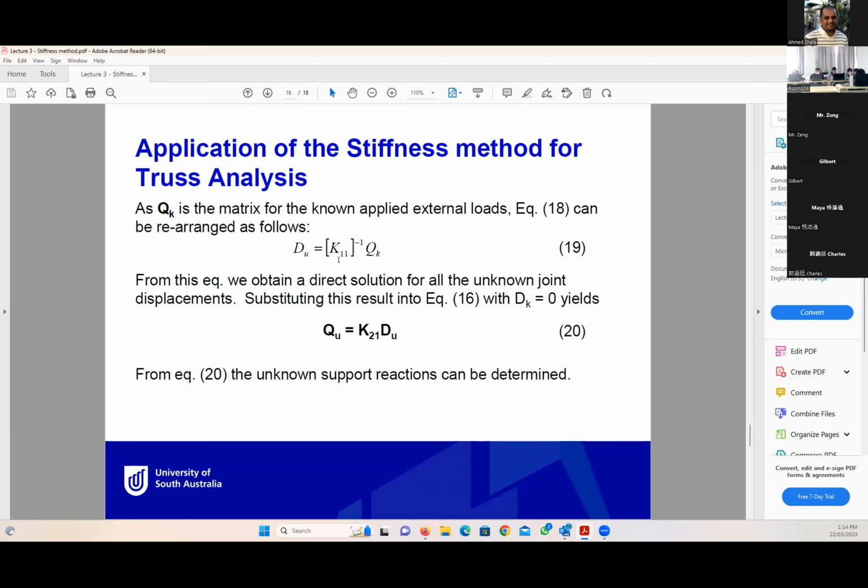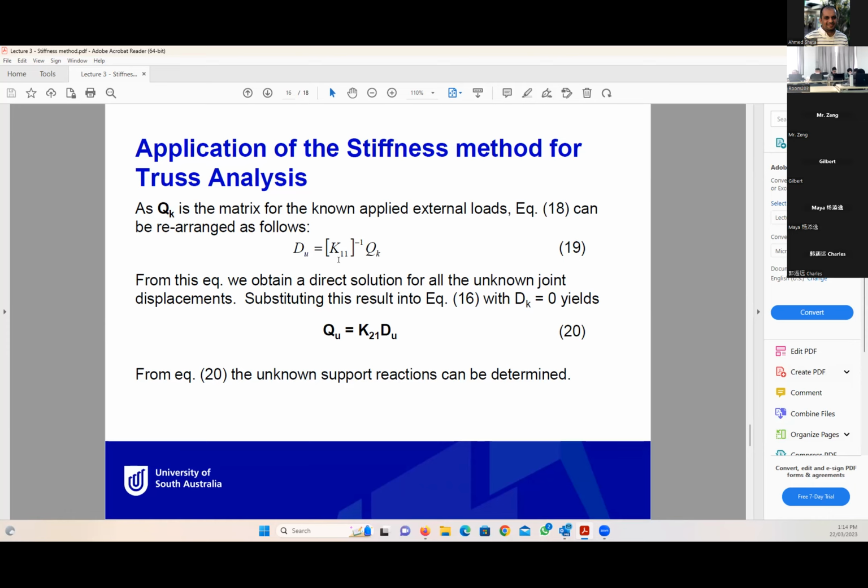Expanding this equation will give us Qn, Qf equal to AE divided by L times the matrix 1, -1, -1, 1, and so on. So equation 21 can be written to get a relation between the local forces and the global displacement. If you know the global displacement, you can get the local forces. This is another way to get the forces.